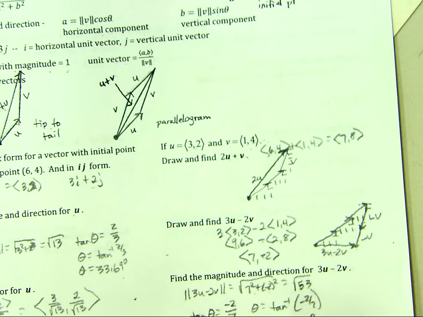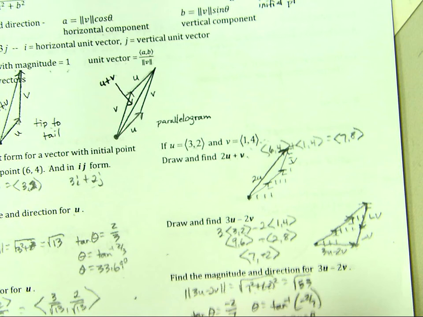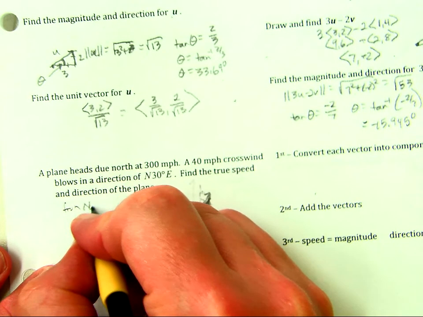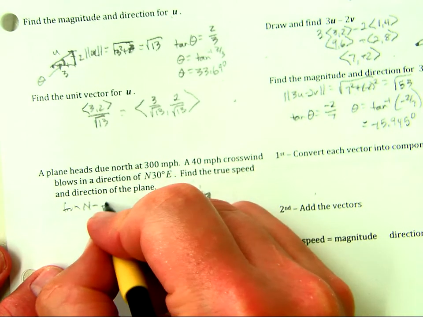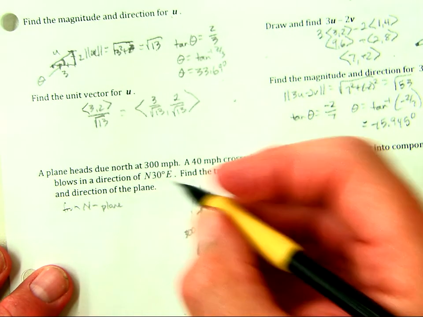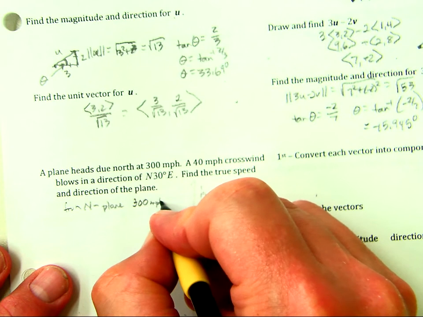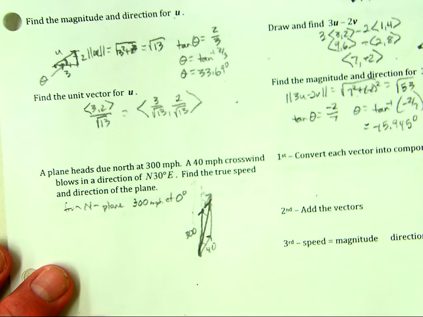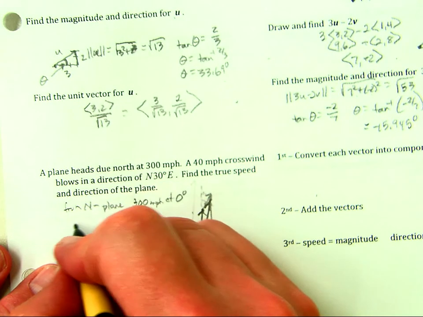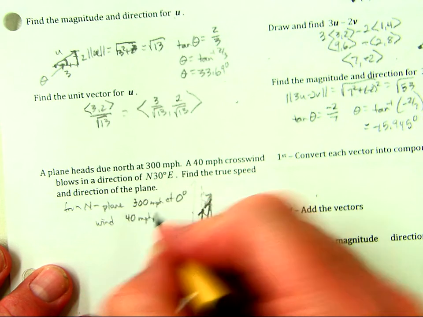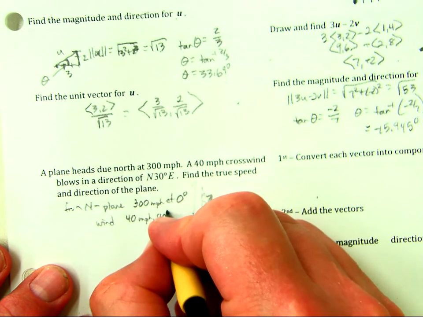There are different ways you can do this. Like here, since we both measured from north, you could measure this from north. So the plane, this would be its airspeed, is 300 miles per hour at 0 degrees, because if we're measuring from north and it's going north, it's 0. The wind would be 40 miles per hour at 30 degrees from north.